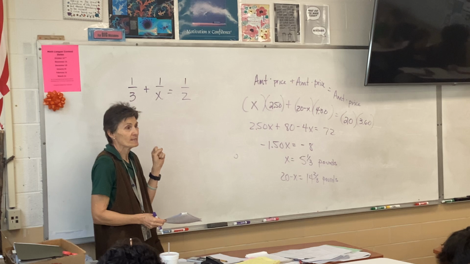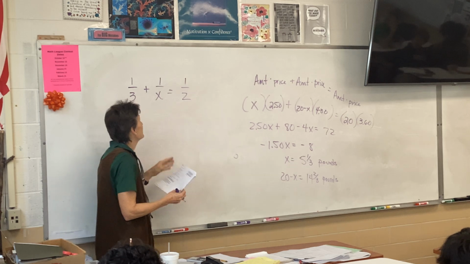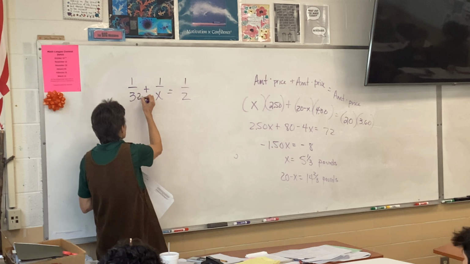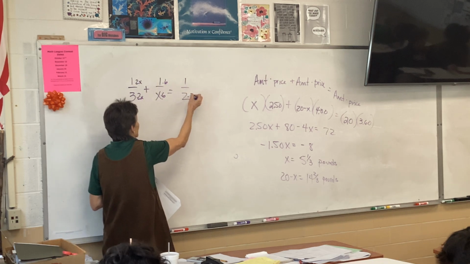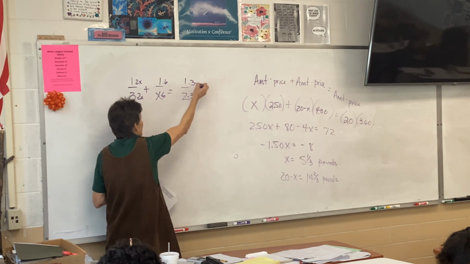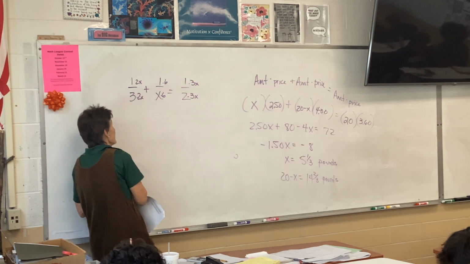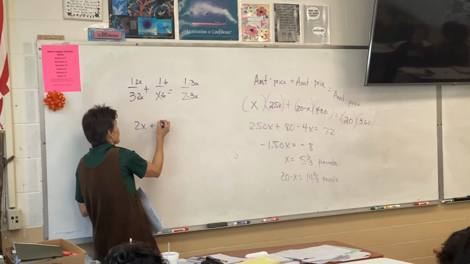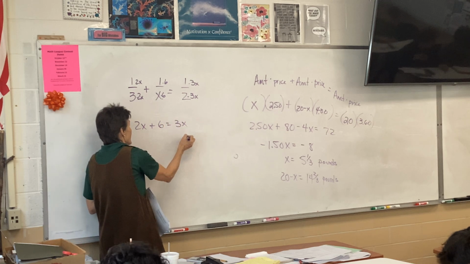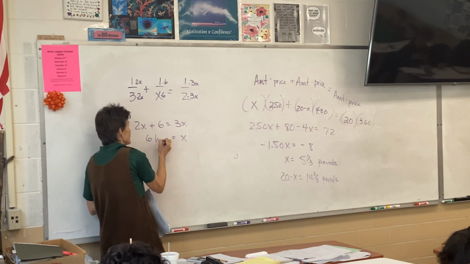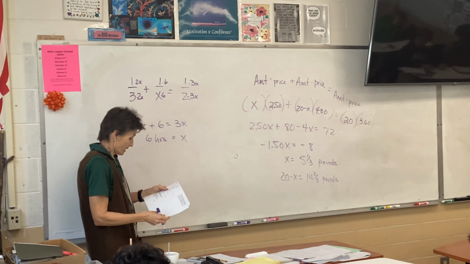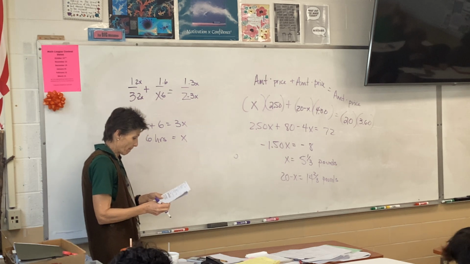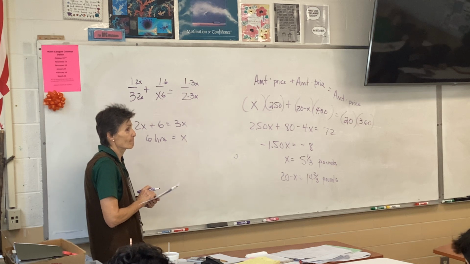X is Mary's time alone. So 6x, the common denominator would be 6x. So again, I'm gonna make all my denominators the same and then ditch them. And it looks like Mary's gonna take 6 hours, if my math is right. Looks good.